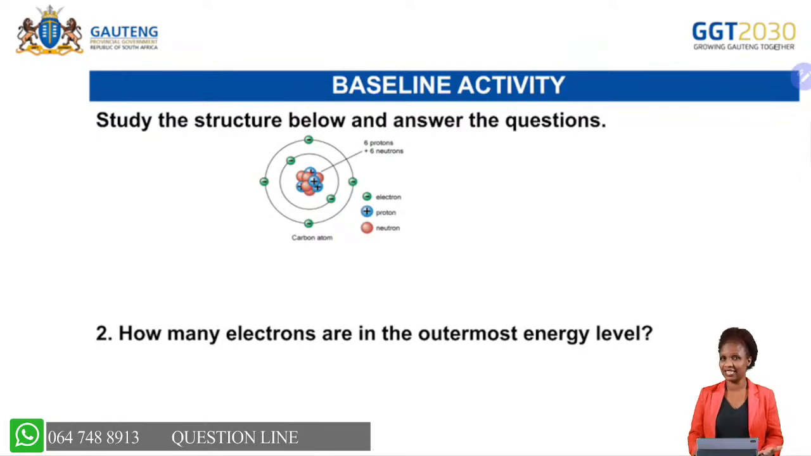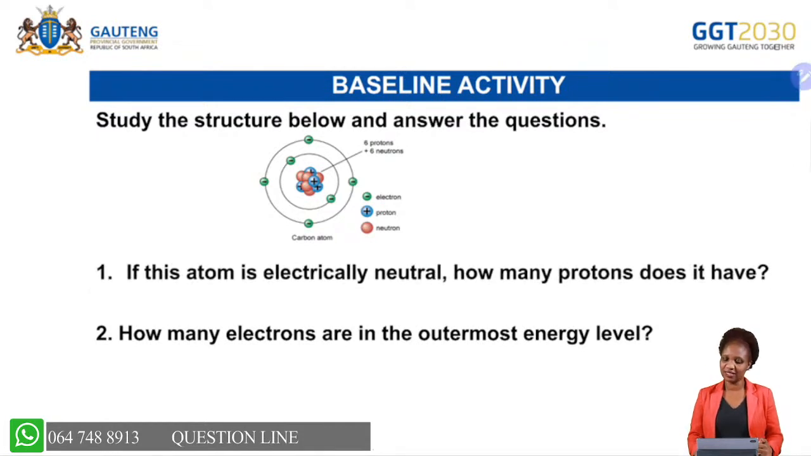Let's look at the baseline activity. We are going to remind ourselves of what we have already learned. We're going to study the structure below and answer the questions. This is the structure of what? Of an atom. All right, this is a carbon atom. Why am I saying it's a carbon atom? Because we can see how many electrons here? 1, 2, 3, 4, 5, 6.